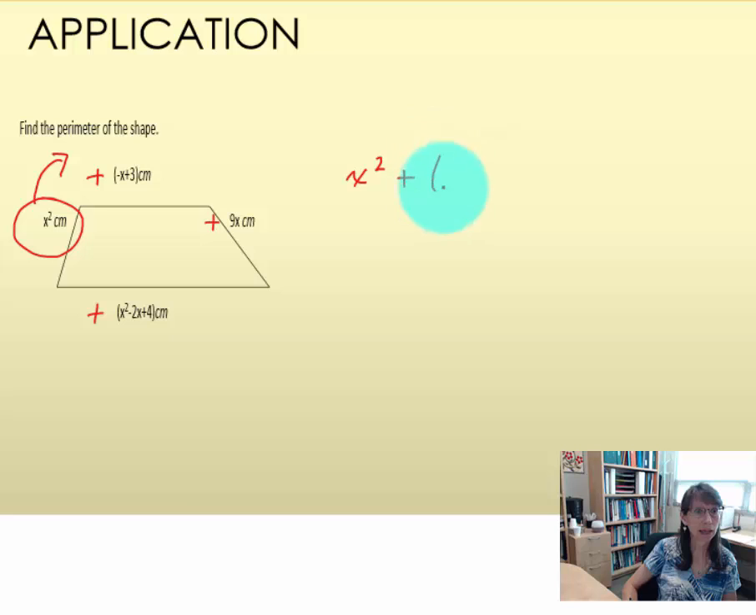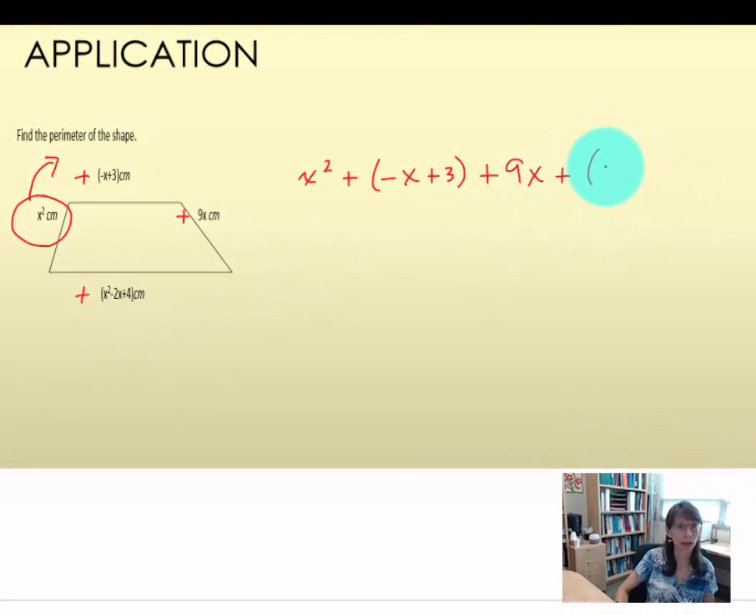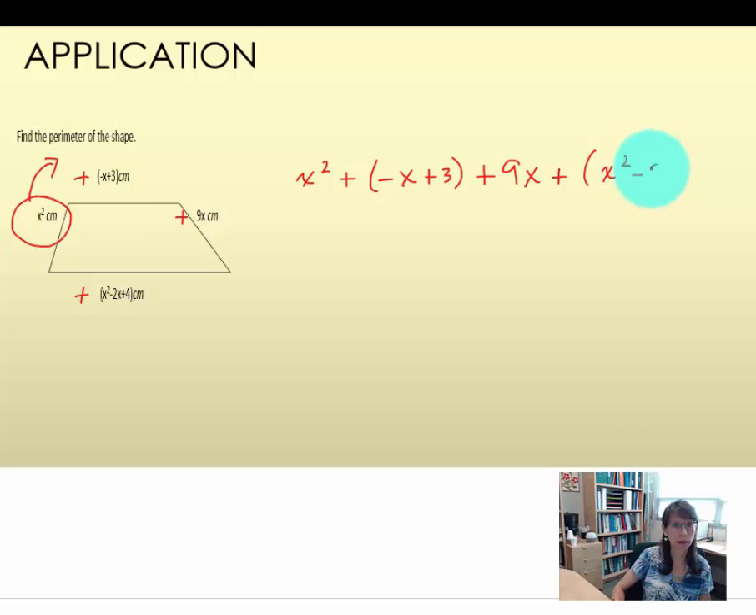So I'm adding that quantity of negative x plus 3. Then I'm adding 9x. And finally I'm adding this trinomial. And that's x squared minus 2x plus 4.